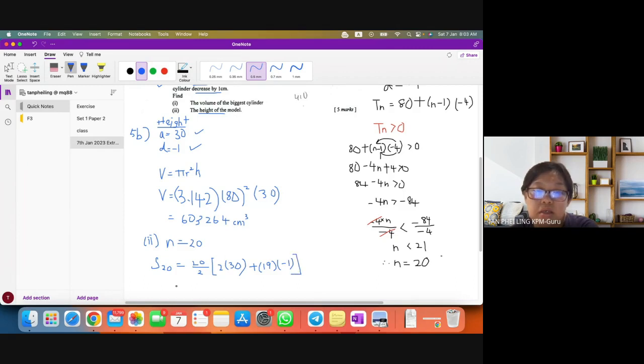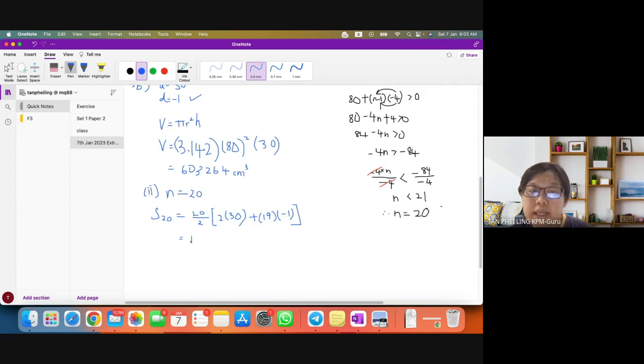It's very important for you to interpret the d correctly because the model is supposed to be getting smaller. So now this one will be 10. Just simple maths. This one is 60 plus negative 19. Do it carefully. Then now you should get the answer. Let's press our calculator: 60 minus 19 is 41, times 10, 410. So you should be getting 410. This one is total height, so it is in terms of cm. Is it clear?